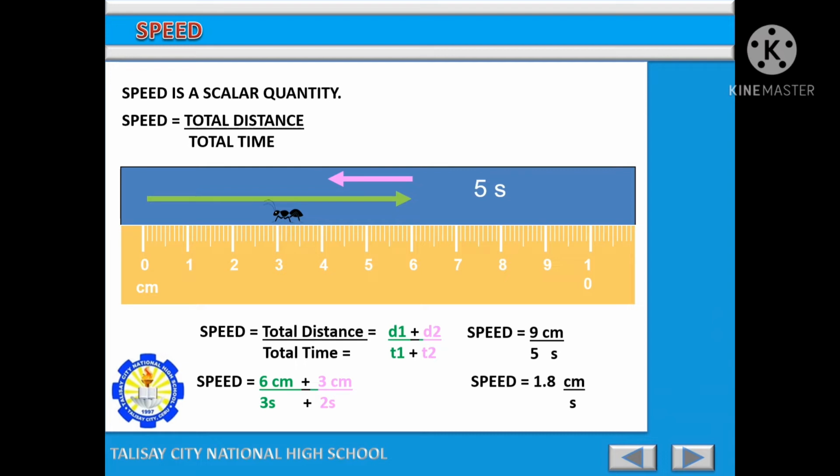Okay, take note that the unit for speed is the unit for distance over the unit of time. In this case, the unit for distance is centimeter and the unit for time is seconds. Therefore, the unit for speed in this example is centimeters per second. But the standard unit for speed is meters per second. You can convert centimeters per second into meters per second if you want. Your mathematics teacher will tell you how to convert units to the other.